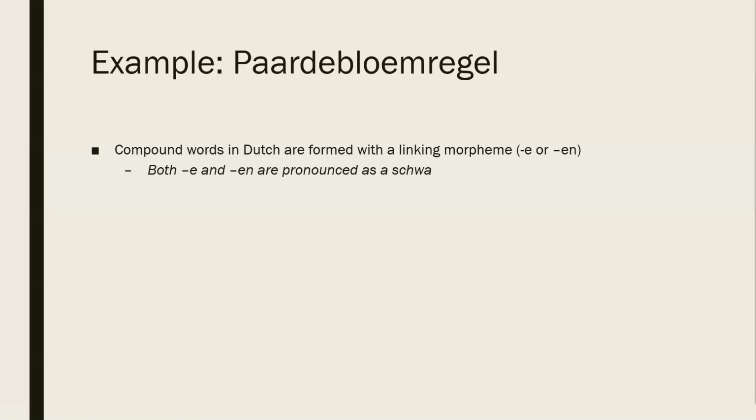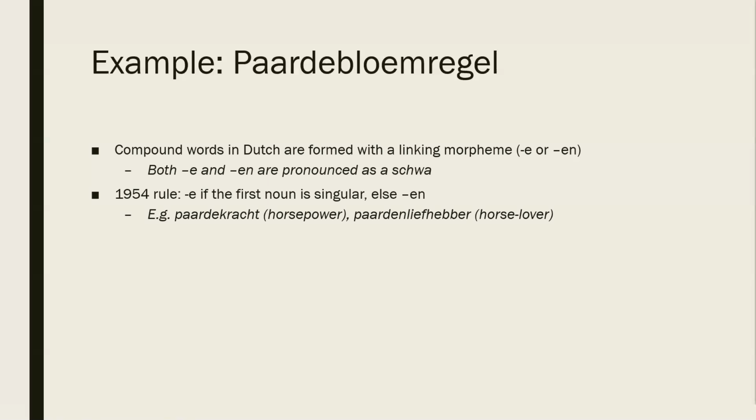Now the interesting thing to note here is that although this linking morpheme has two different spellings, it's actually pronounced the same in the modern language. They're both pronounced as a schwa. So this is an example of how the spoken Dutch language has diverged from the written language.